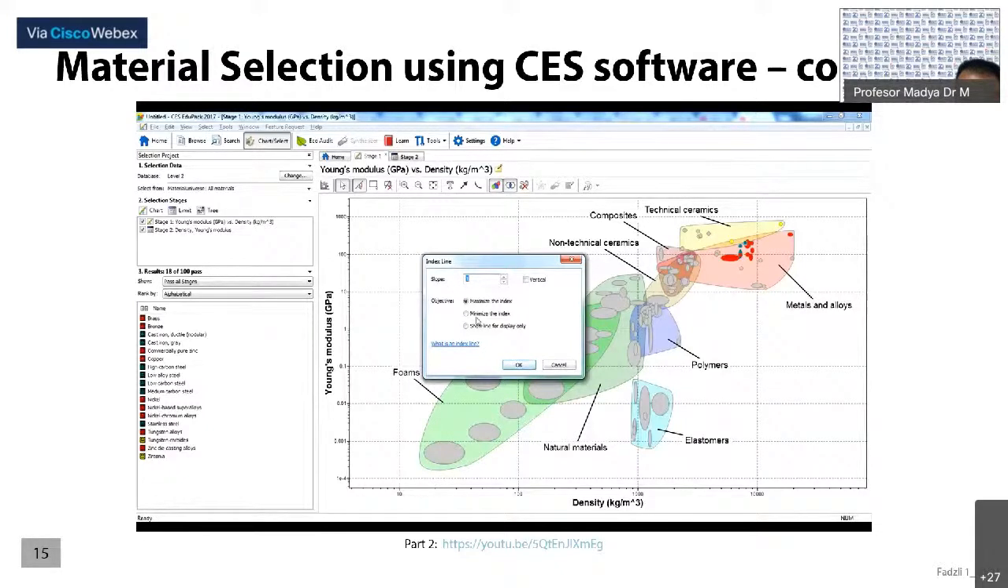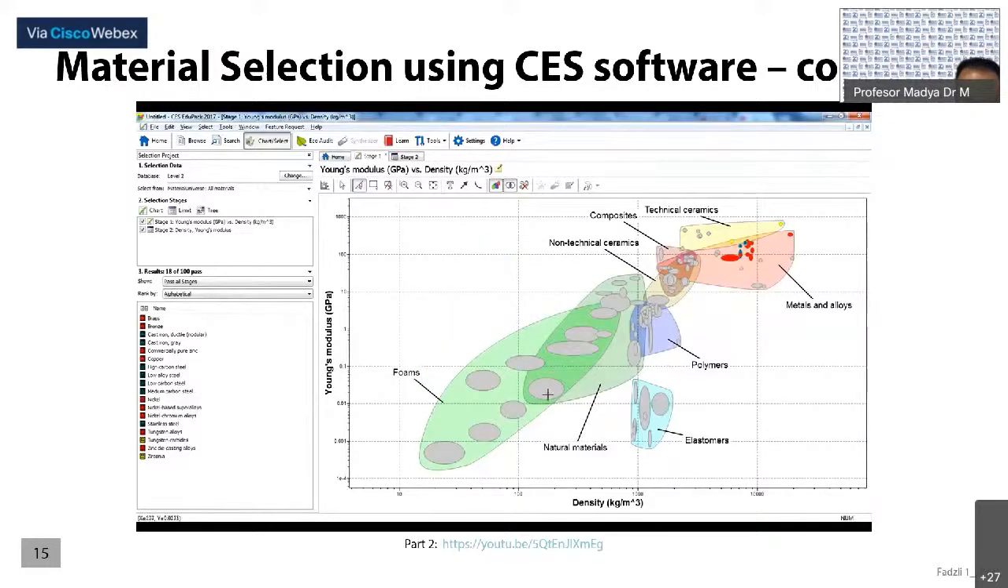Do you want to maximize this or minimize? I select maximize, and then I have an option to select anywhere in the graph. So I put it here. Of course, anything below this line is minimizing the index, and any material above this one is maximizing.